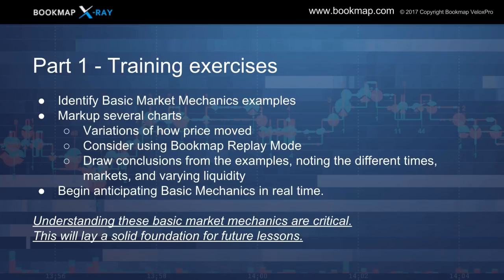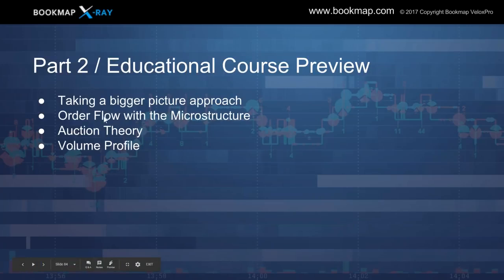Once you start to comprehend that, you can start to anticipate these kinds of mechanics occurring in real time. So understanding these basic market mechanics is critical. This will lay the foundation for the next few lessons that we're going to cover. Tomorrow, in part two, we're going to take a step back and look into the bigger picture historically and start to understand order flow within structures, microstructure and even maybe a bit bigger. And we're going to go over auction theory and volume profile.